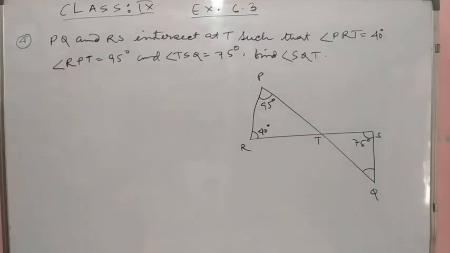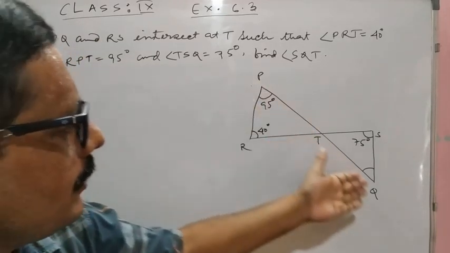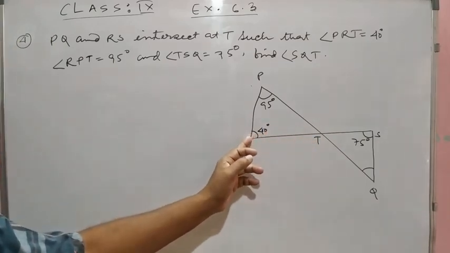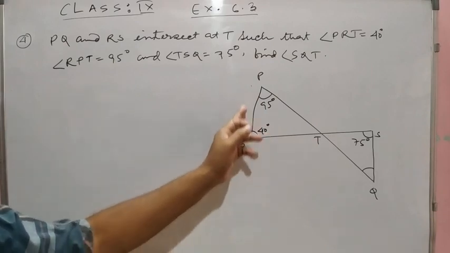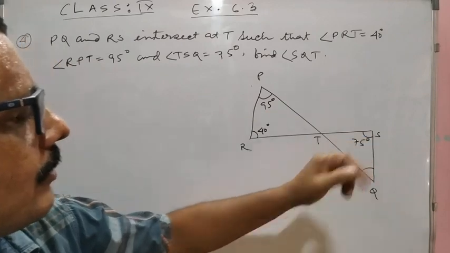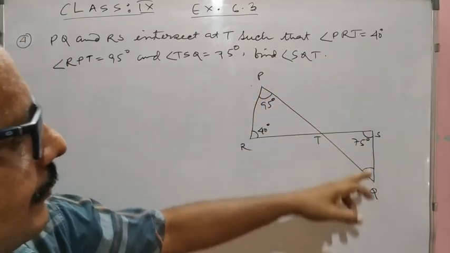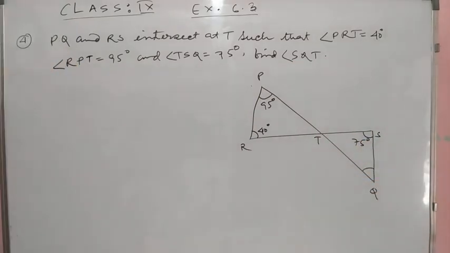Okay, now I see question number 4. Here PQ and RS intersect at T such that angle PRT is 40 degrees, angle RPT is 95 degrees, and angle TSQ equals 75 degrees. You have to find angle SQT. We need to find the measure of this angle. So see the solution, how to solve this.